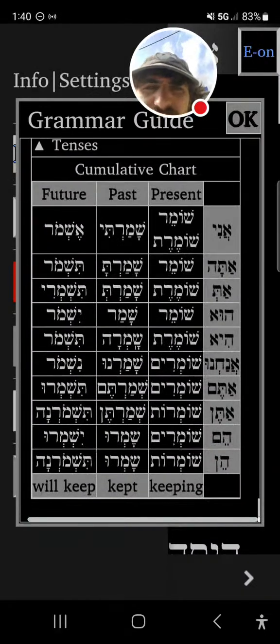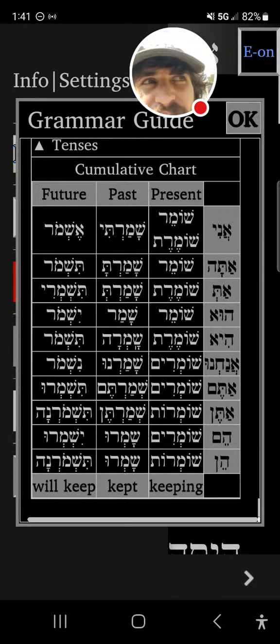Okay, this is just a chart of how to... Okay, shamar is the root. You see the three-letter root in this whole chart is shin, mem, resh. Shin, mem, resh is to guard or watch or keep. So here it's translated as keep. So if we start in the top right column, we have ani, which is I. So how would you say I keep? You would say ani shomer, I keep.